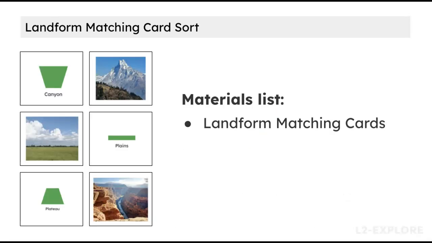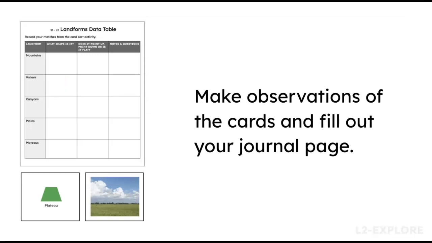For the Explore portion, you'll pass out the landform matching card sort and have students work in groups of 3 or 4 to make observations and match the different landforms with the corresponding shapes. You'll have students use the Landforms Data Table student journal page to record their matches. Students will complete column 4 in the Explain portion.